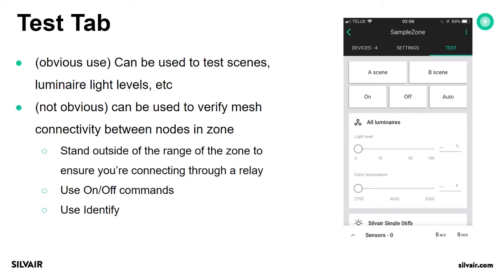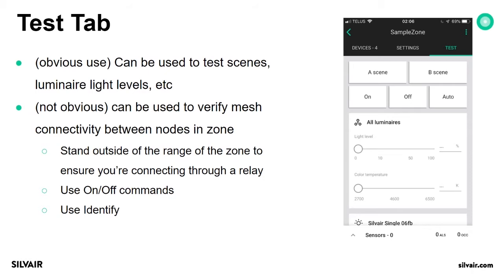The test tab in our mobile application can be used to test scenes, luminaire light levels, etc. On the test tab, you can also check if your PIR sensors or ALS sensors are gathering any data or working with assigned profiles. The ALS sensor will show you the actual lux level that such sensor can see.